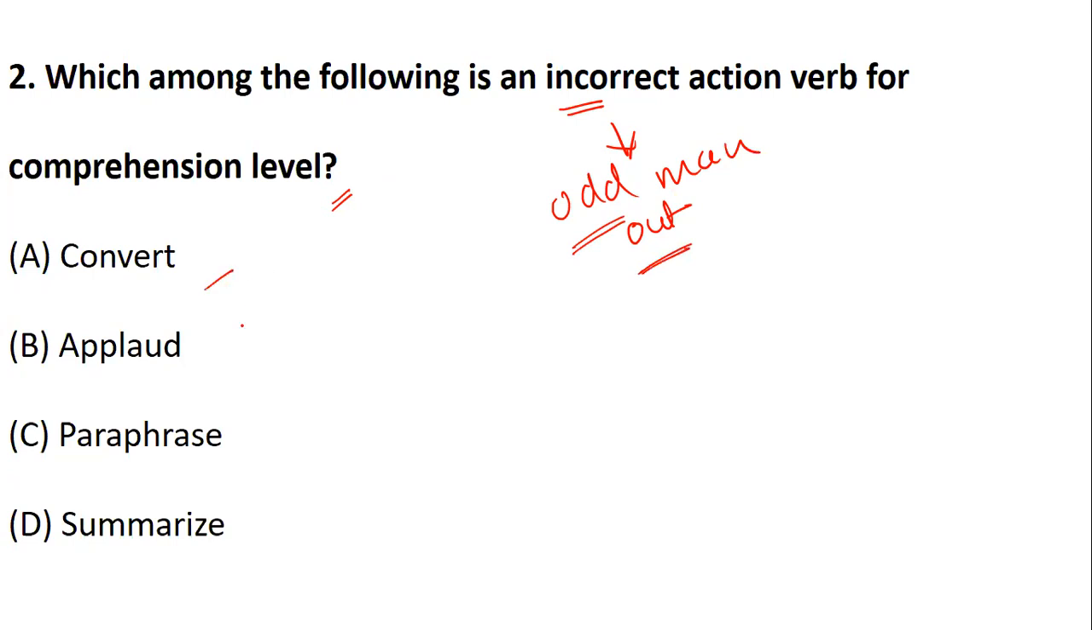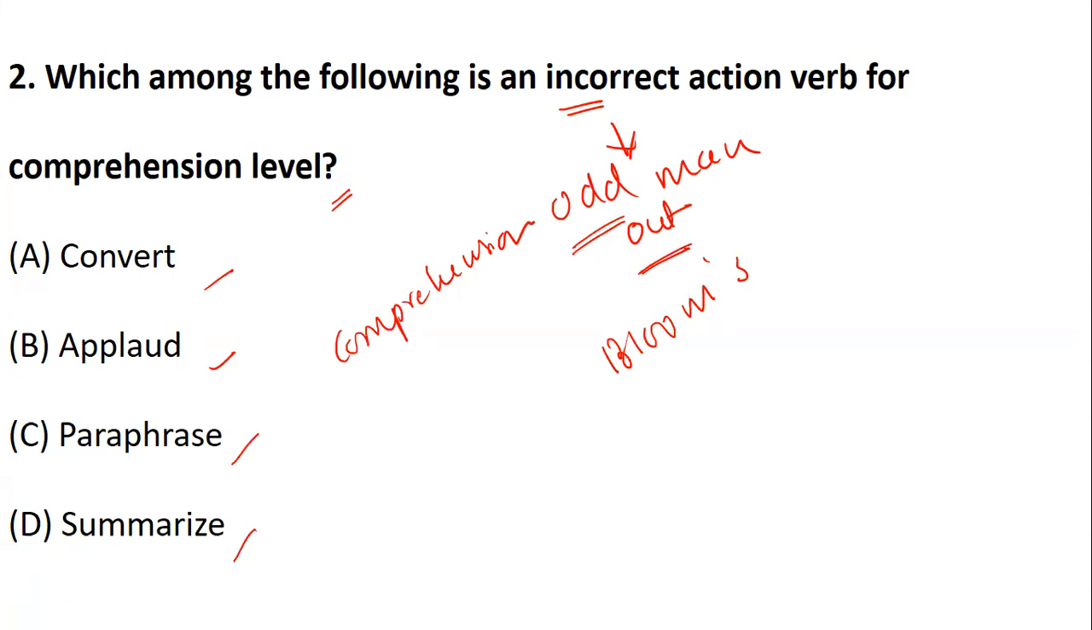So we have convert, we have applaud, we have paraphrase, we have summarize, right? In the comprehension level, we should know for which topic this particular question is based on. So it is an action verb. As you all know, we have studied something with reference to Bloom's taxonomy. We have studied taxonomy very well, which is nothing but principles. The term taxonomy talks about teaching and learning.